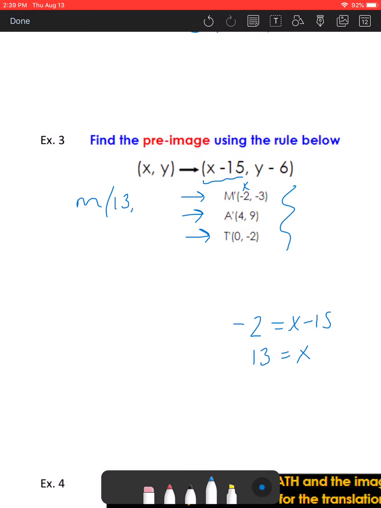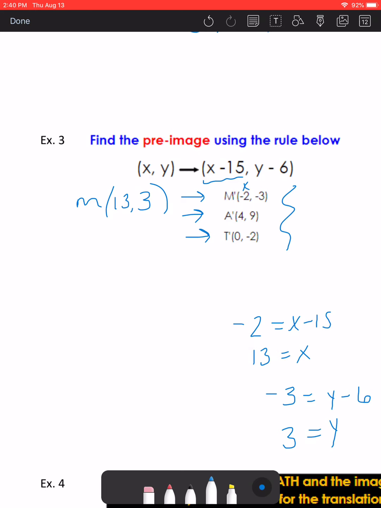If I take that same logic and apply it to y, that means -3 in my image has to equal y minus 6 in the image portion of my rule. Once again, solving for y, I end up with y is equal to 3. So my pre-image point is 13, 3.